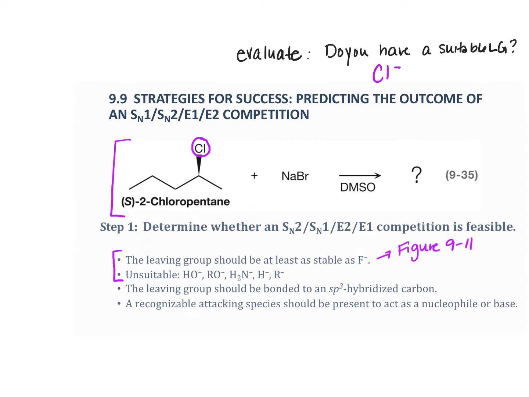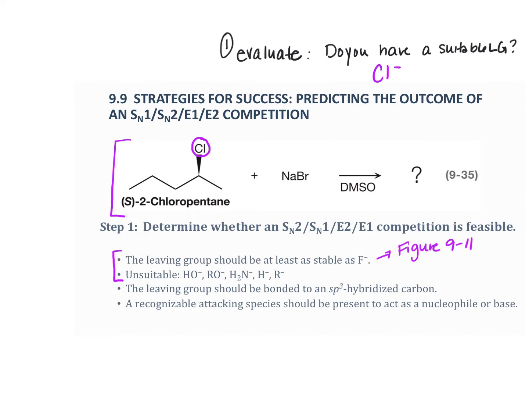I just want to remind you here that unsuitable leaving groups are things like alcohols, ethers, amines, hydrides, and just an R minus, which would be like a carbon group minus. Now, we can do some things to help these, like add an acid, but those would be your unsuitable leaving groups. Then the next thing we need to do is evaluate the type of carbon.